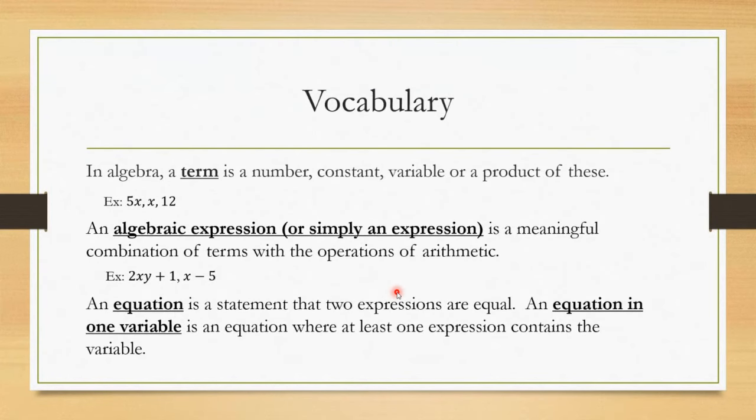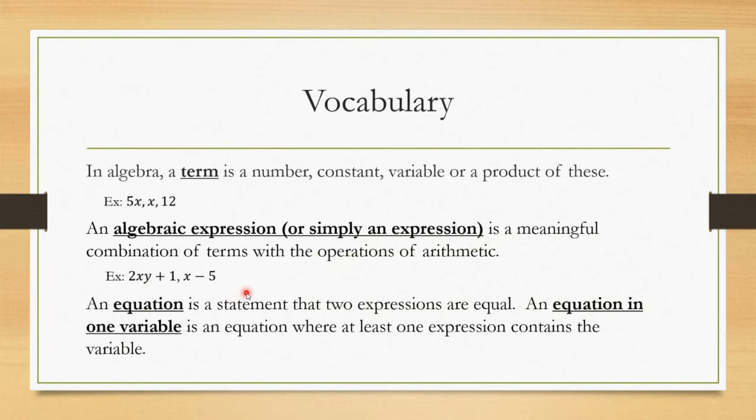Now, in particular, you can have equations in one variable. That's where at least one of the expressions, maybe both, for all we know, has to have a variable. And you can only have one variable, hence the name of the term, equation in one variable. So, for instance, if our variable is x, then you can only have x in one or both expressions. You're not going to have something like 2xy, for instance. So that's what an equation is.